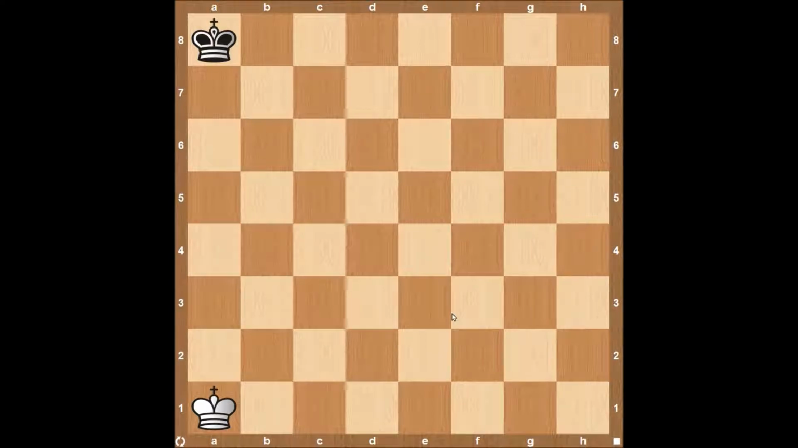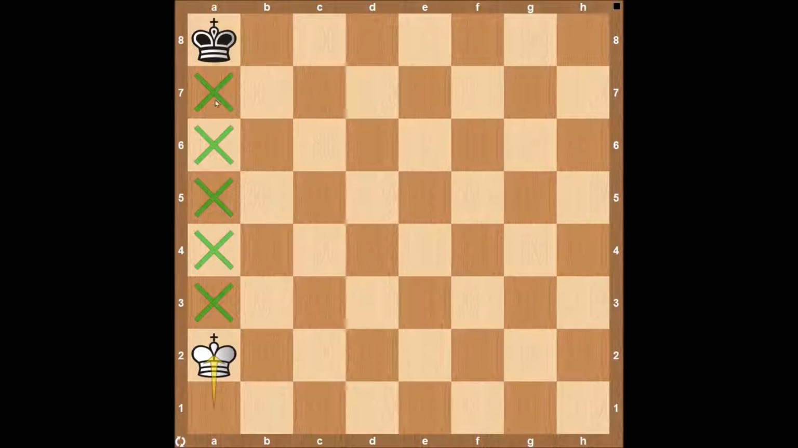So first thing we have to look at is what is opposition. Now, one side is said to have opposition if they're on the same file or row as their opponent's king. In this case, both kings are on the same file. And white's said to have opposition if, when they move, there's an odd number of squares between the two kings. In this example, there's 5 squares between the two kings. So white has the opposition in this example.